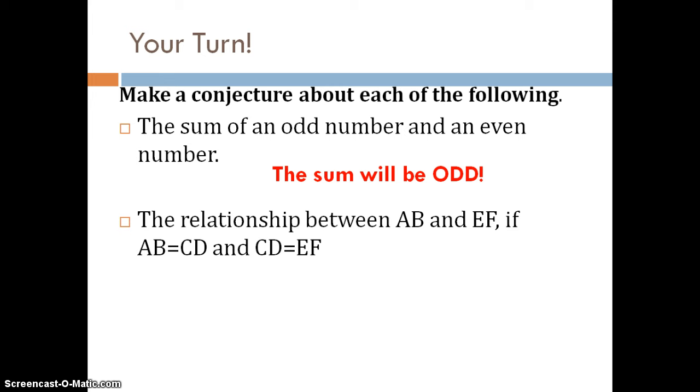The relationship between AB and EF if AB equals CD and CD equals EF. Well, if both of these are equal to the same segment, then that means that these are going to have to be equal. So you can say that AB is going to equal EF. You could also replace these with numbers to see if that would help you out. So if 2 is equal to 2, then this would be 2, which means that's 2. So that's just another way to go about it.